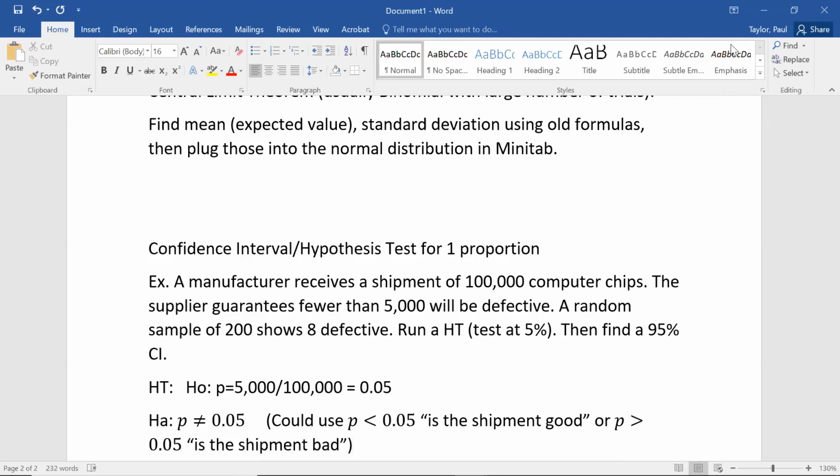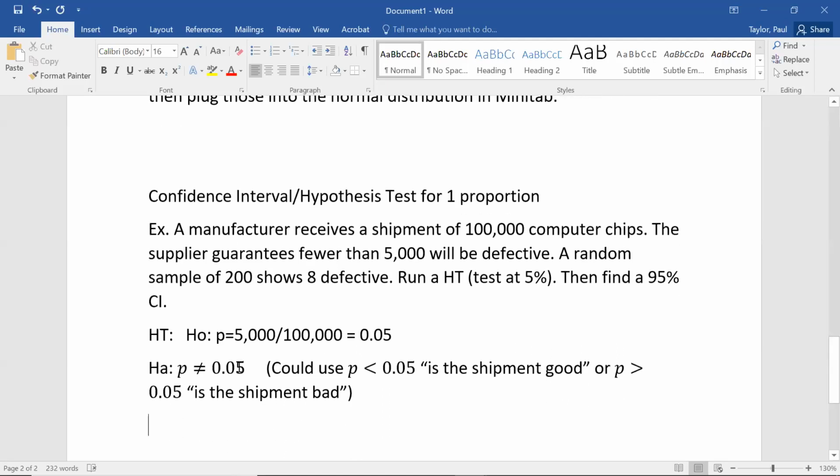Now, which of these will we use? Well, I'm going to go with the default one, which is not equals. Picking less than or greater than usually just makes things confusing. The safe thing is to use not equals and say, okay, are there 5,000 bad ones? Maybe. If it's not 5,000, then you just look at what ratio we actually had.